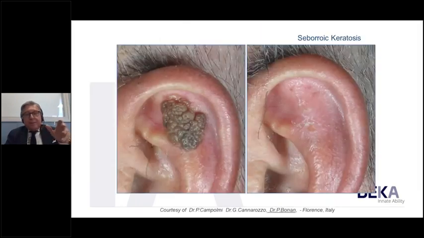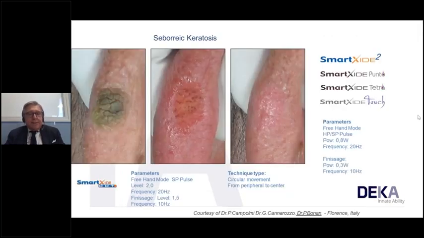Seborrheic keratosis, but in particular areas, very delicate. The cartilage is very delicate, so we must contain the heating in the skin, not transmit this heating to the deeper tissues like cartilage, and we can vaporize with the results after 1 month. Another case and the parameters.